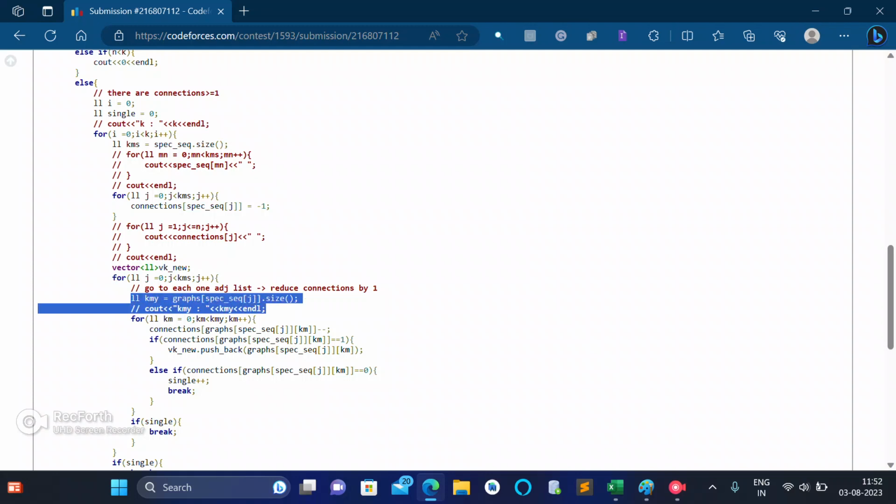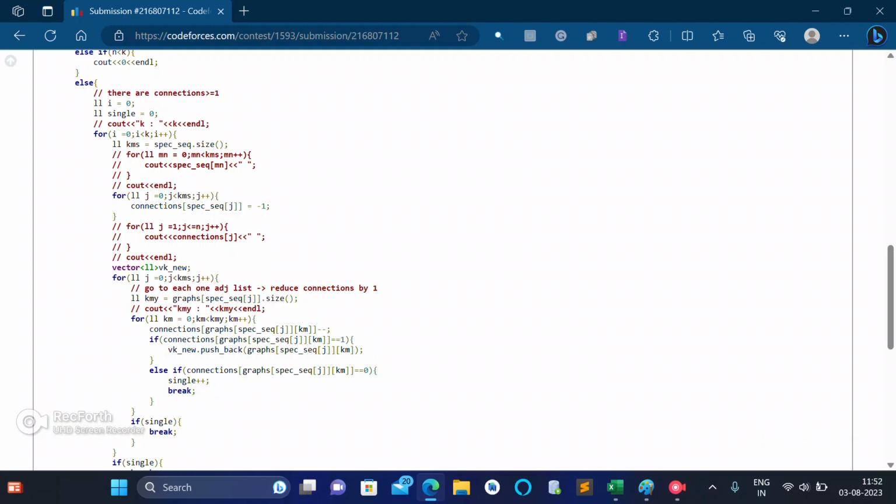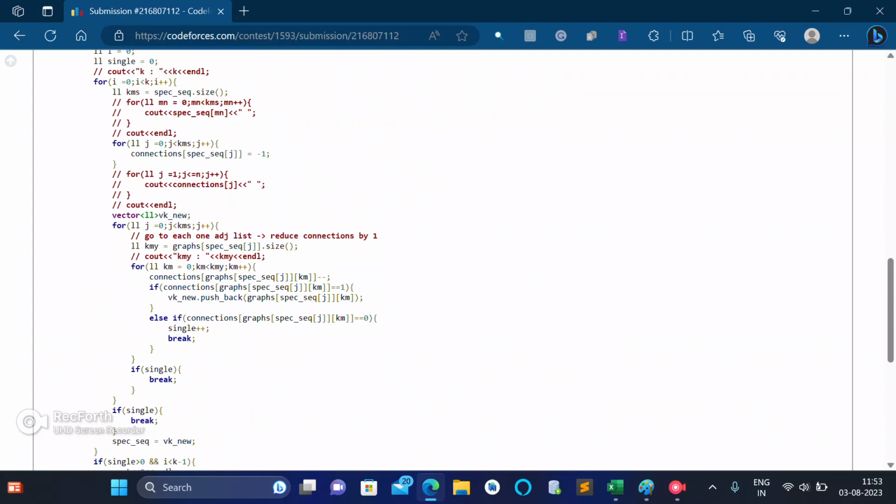I will again traverse these special sequences. I will traverse the adjacency matrix of each one of them, and while traversing the adjacency matrix, I am keeping a check. If connections become 0, then I do single plus plus and break. And if single is greater than 0, that is, I found a single node, and i is less than k minus 1, it means there are more operations left to me, so I will cout 0. If single is greater than 0 and I have already completed the k operations, therefore i is equal to k minus 1, then I will cout 1.